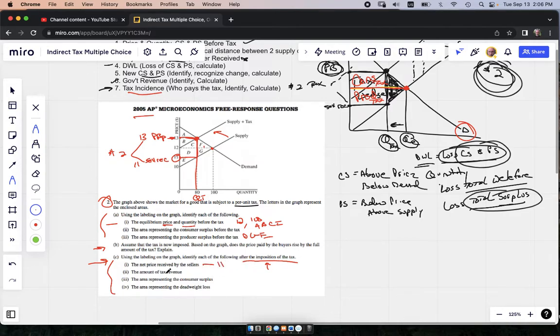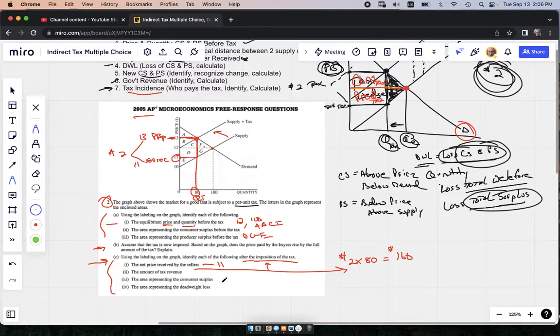Okay. The amount of the tax revenue, well, we know the tax was $2 because we can see that. They don't tell us that. We can see that the vertical distance between 13 and 11 is $2. We also know they sold 80 units of it. The government gets $2 per unit, so it's just 2 times 80, right? So our government revenue is $160. I think we can see that easy enough.